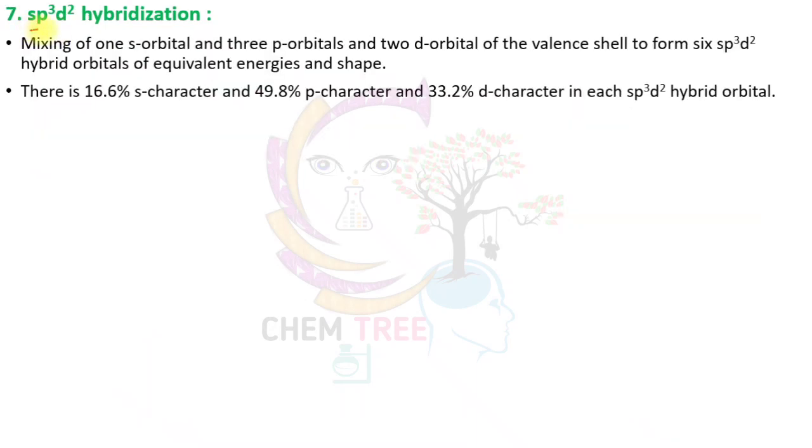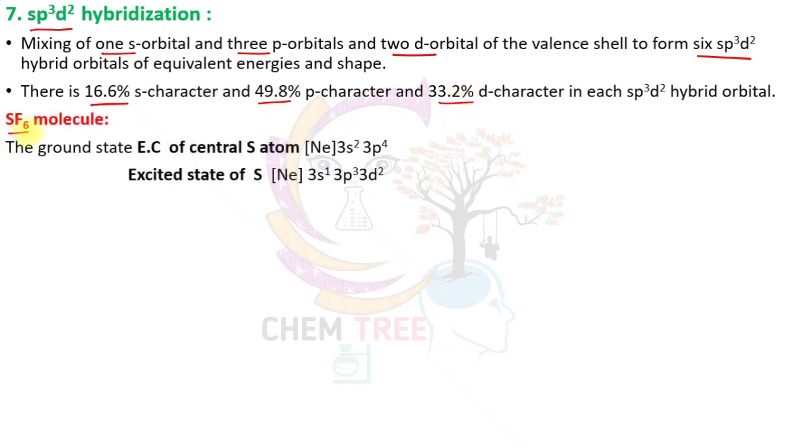Next one, sp3d2 hybridization. In this hybridization, 1 s orbital, 3 p orbitals and 2 d orbitals are intermixed and form 6 sp3d2 hybrid orbitals. It contains 16.6% s character, 49.8% p character, 33.2% d character. For example, the SF6 molecule. In this molecule, sulfur is the central atom, its atomic number is 16 and electronic configuration is neon 3s2 3p4.